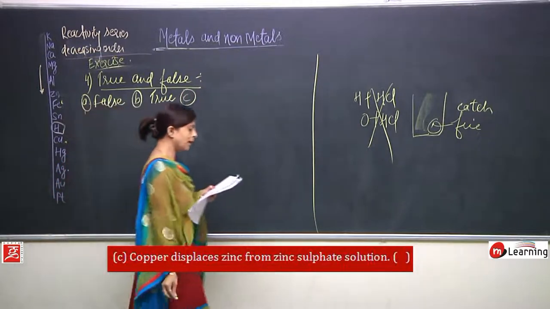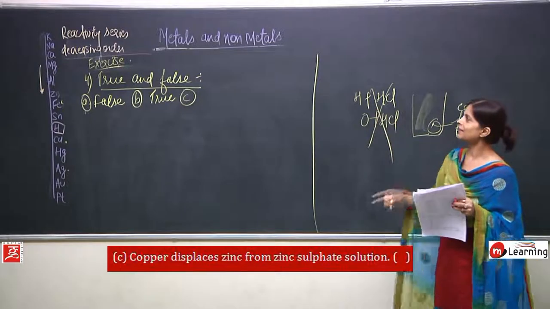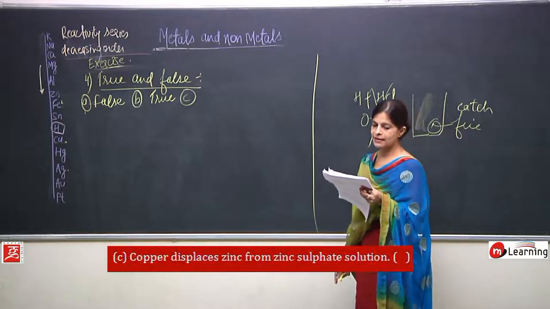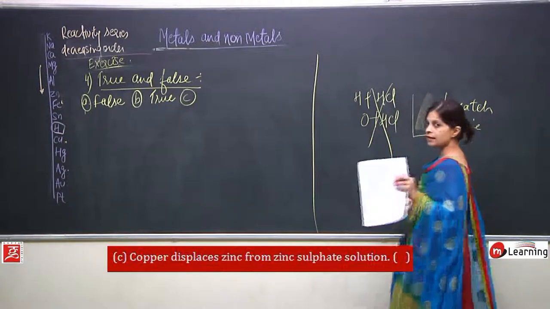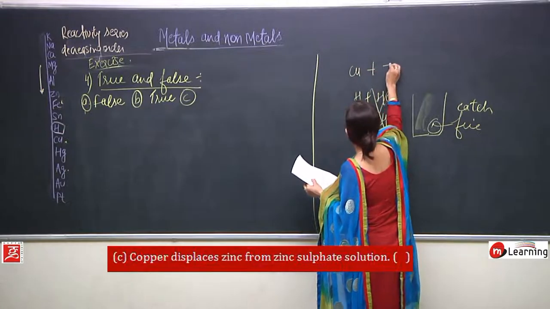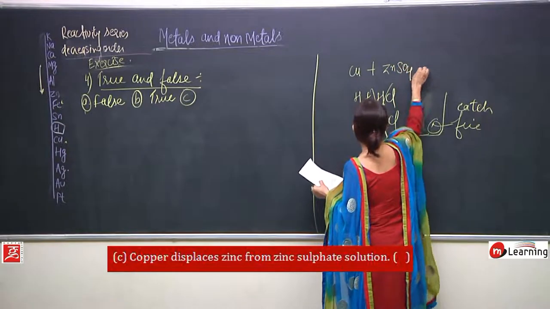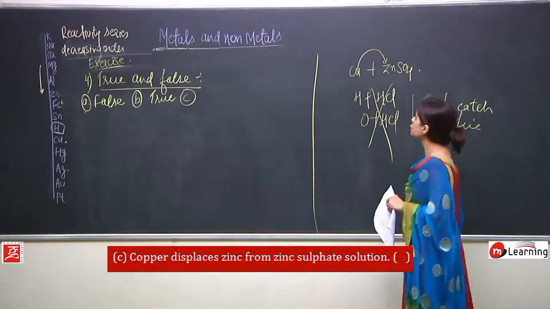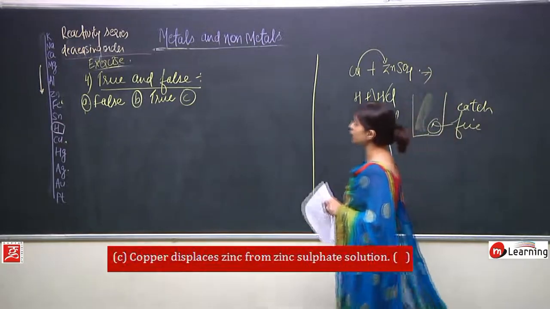Okay, copper. Again the displacement reaction or the reactivity series has come, so please focus over there. Copper displaces zinc from zinc sulfate solution. Let me write. I said we won't learn. Copper displaces zinc from which solution? Zinc sulfate solution. They are asking, will copper be able to displace zinc and form copper sulfate? We'll have a look.